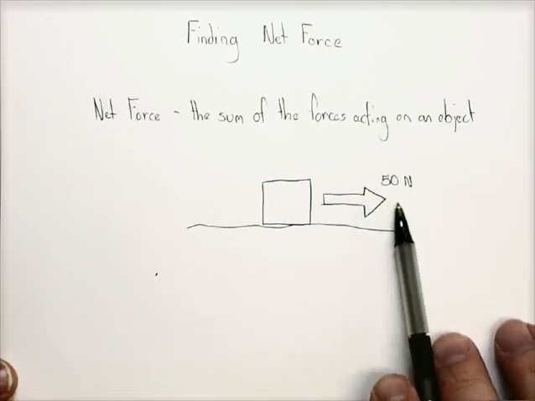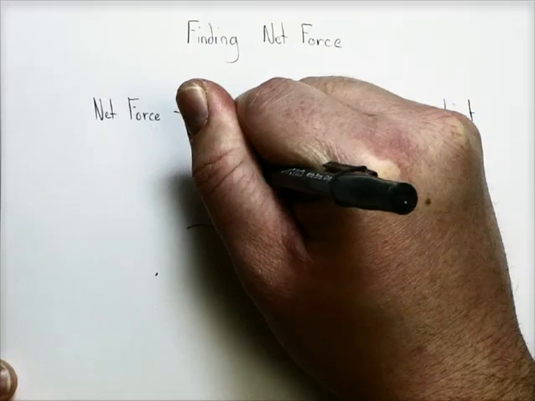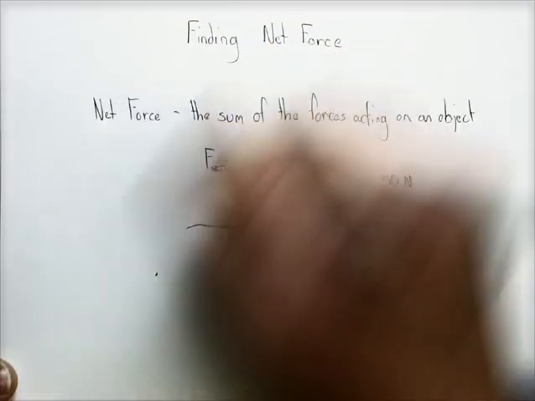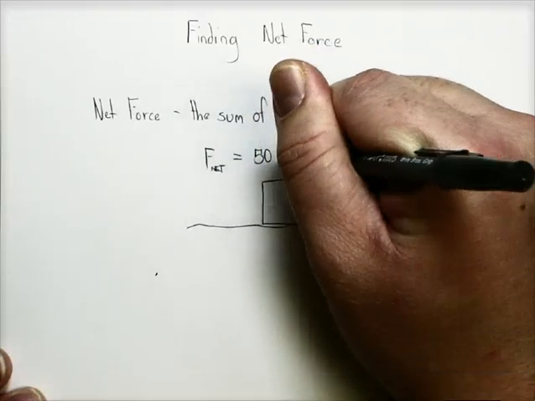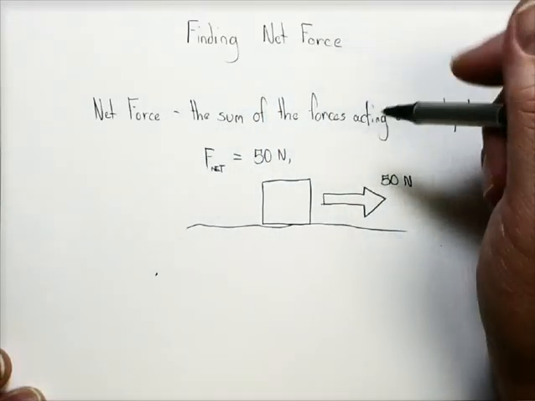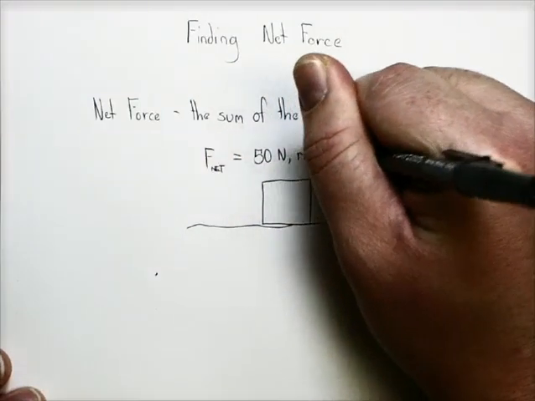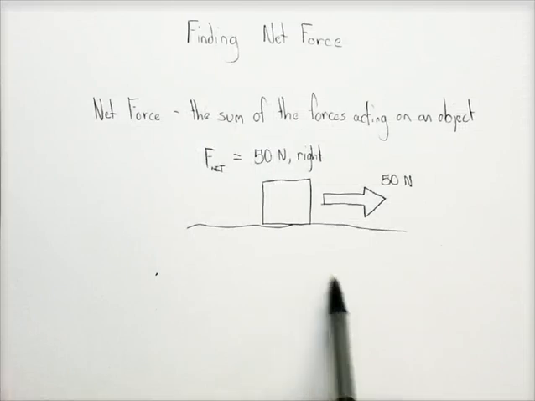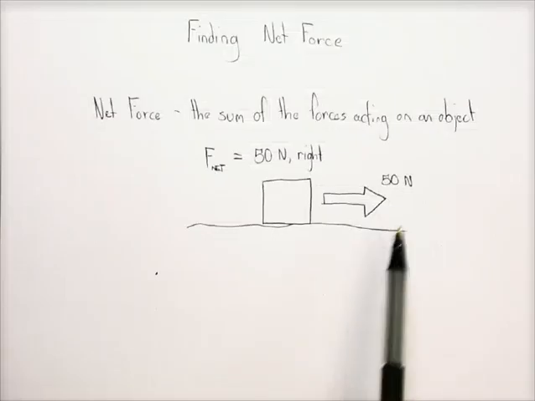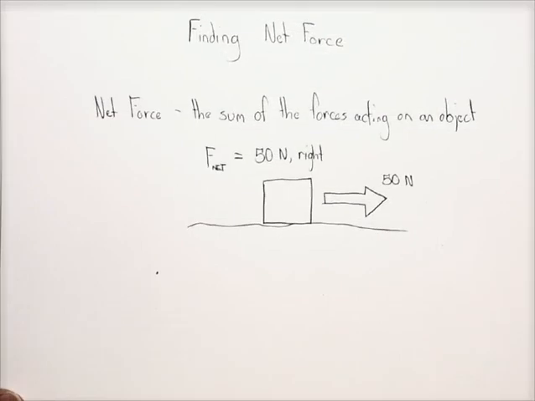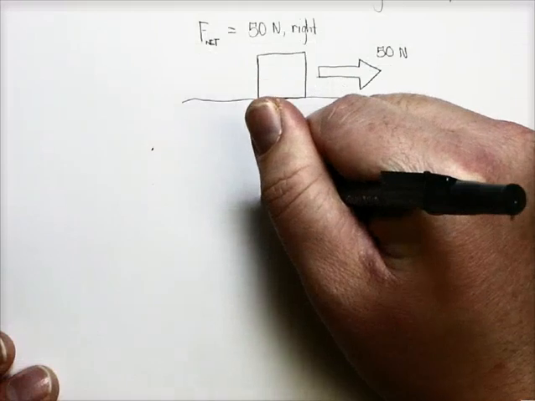The net force on this object right now, so I would say the net force, notice we use the subscript net there, is equal to 50 newtons, and force is a vector, so we have to have a direction on this. So I'd say 50 newtons to the right. That is the net force because it's the sum of all the forces acting on this. There's really only one force, so that makes it easy to add in there. Let's look at what happens if it's not just one force.